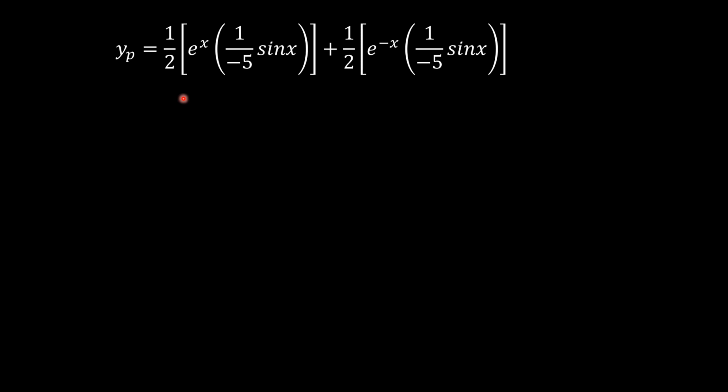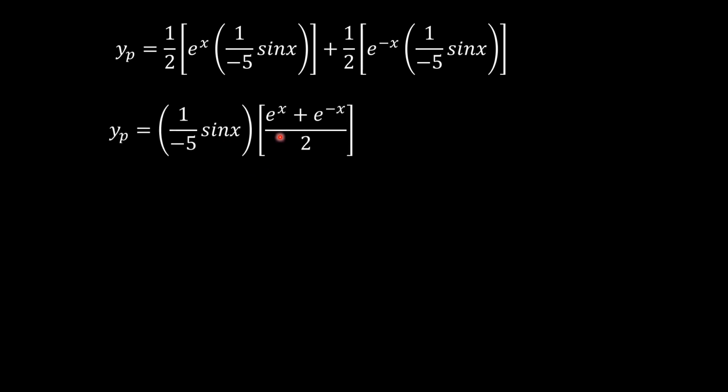yp equal to 1 by 2 into e raised to x, 1 upon 1 minus 6, which is minus 5, into sin x, plus 1 by 2 into e raised to minus x into 1 upon minus 5 into sin x. Now we will take 1 upon minus 5 sin x common. So in the bracket we are left with e raised to x plus e raised to minus x upon 2, which is nothing but cos h of x. So this is our required yp.